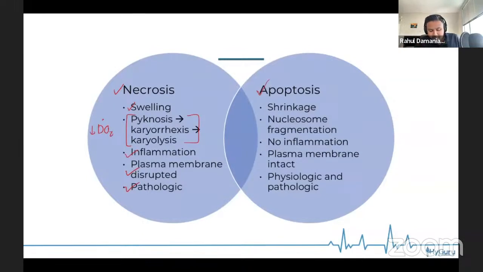Apoptosis is going to be both physiologic and pathologic. And as you can see in the prior picture related to Burkitt's lymphoma, the plasma membrane is intact. There's no subsequent inflammation, and apoptosis is the falling of the leaves. You're just going to have cells that are going to shrink.